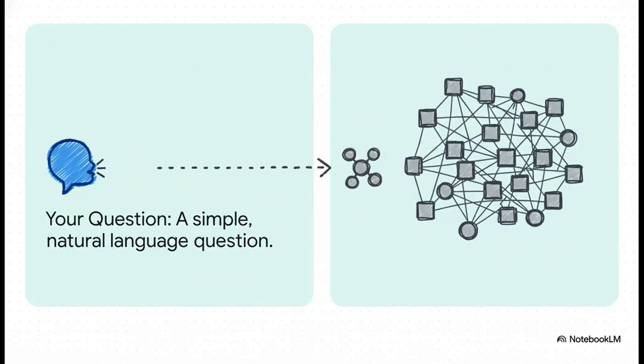And right here, this is the fundamental disconnect. On the left, you've got your nice, clean human question. And on the right, that's the reality of the database schema. It's this incredibly complex web of tables and columns and relationships. The whole goal of what's called schema linking is to build a bridge across that gap, to connect your simple sentence to that complex blueprint in a way that actually works.